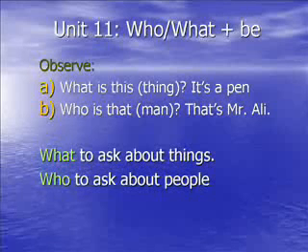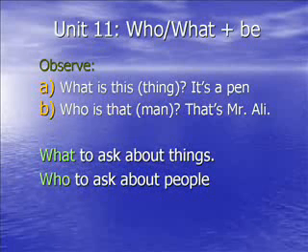Observe example A, please. What is this? It's a pen. So it means that in this question, what is this, you're asking about a thing. So when we want to ask about a thing, we use what.